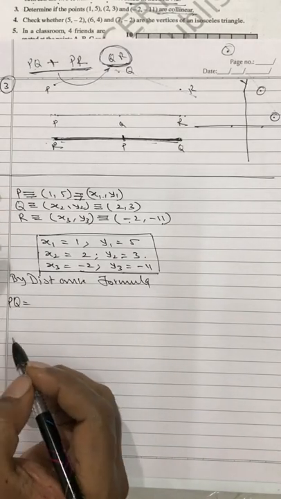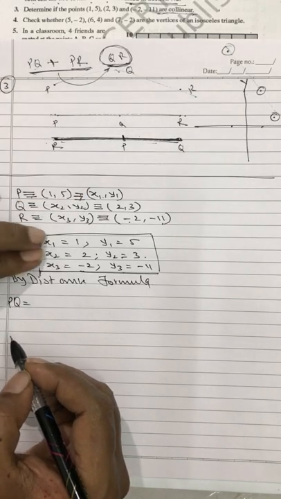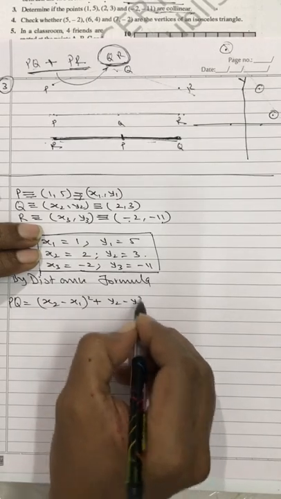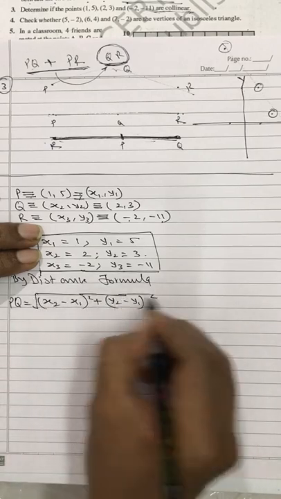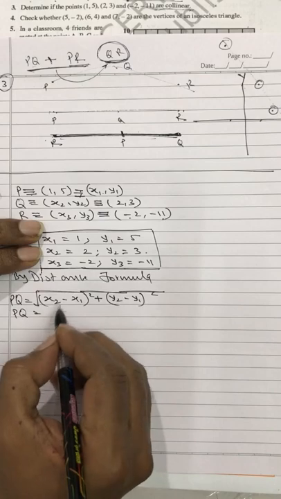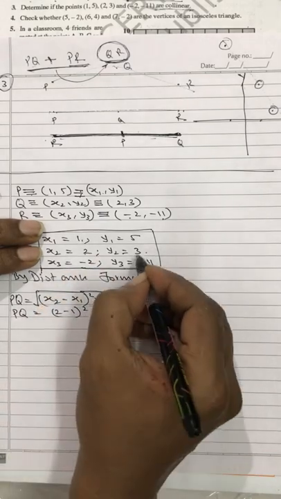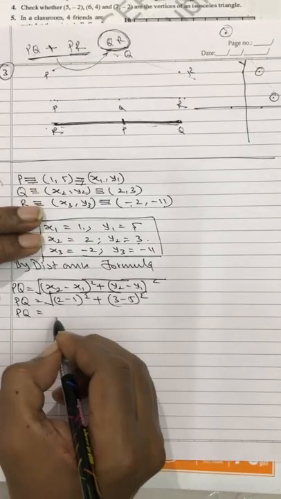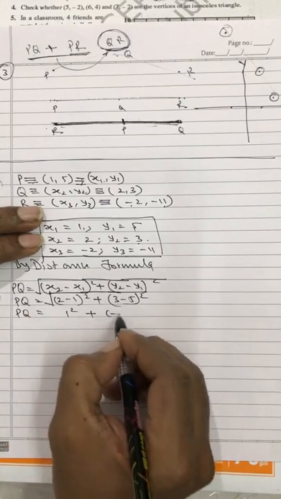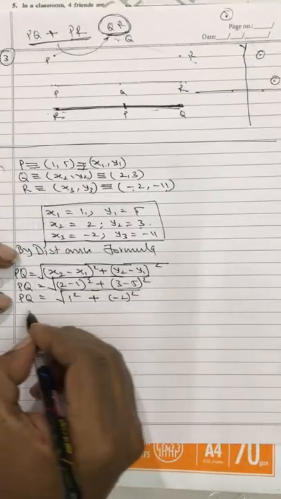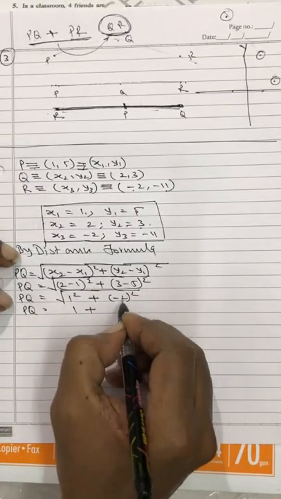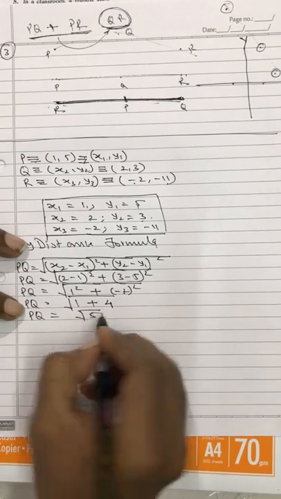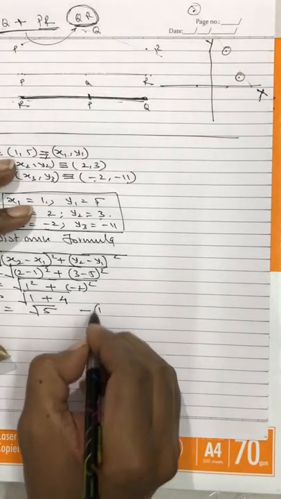PQ is equal to what? Now when I am dealing with PQ, I am dealing with x1, x2 and y1, y2. So x2 minus x1 the whole square plus y2 minus y1 the whole square, and then the root of this, because I have to find the values now. So PQ is equal to root of 2 minus 1 the whole square plus 3 minus 5 the whole square, which is 1 square plus minus 2 square. PQ is equal to 1 plus 4, so PQ is equal to root 5. Okay, my dear students, this is my first.